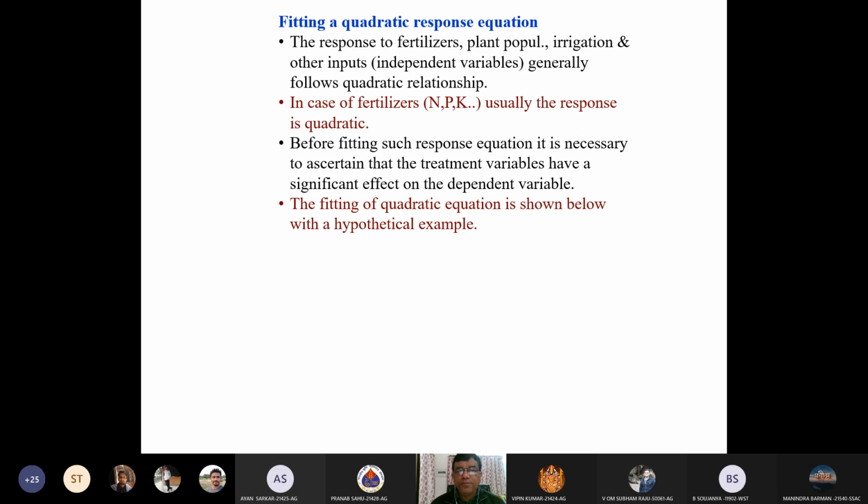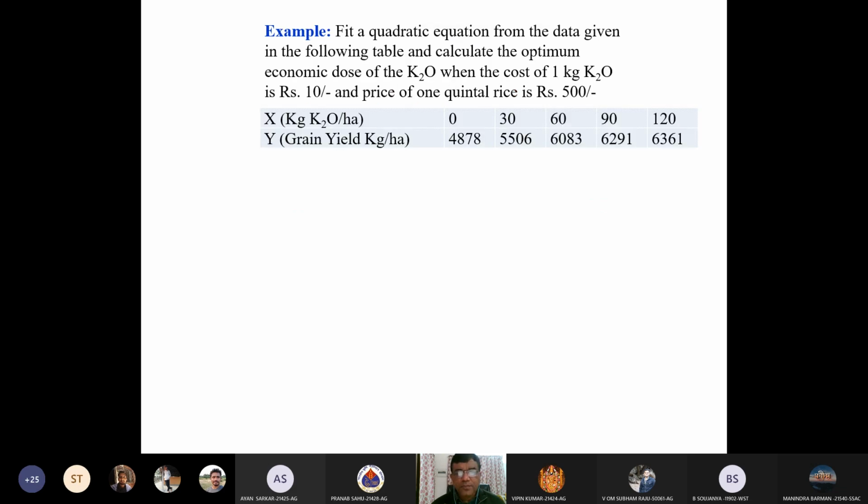But before fitting such a response equation, it is necessary to ascertain that the treatment variable has a significant effect on the dependent variable. When you use any statistical design, you go for statistical significance of the treatments. And if the treatment difference is significant, then you go for correlation and regression analysis. So the fitting of a quadratic equation is shown below. You can see this example.